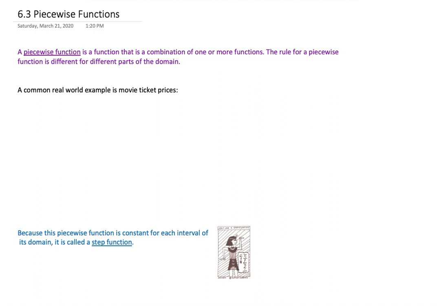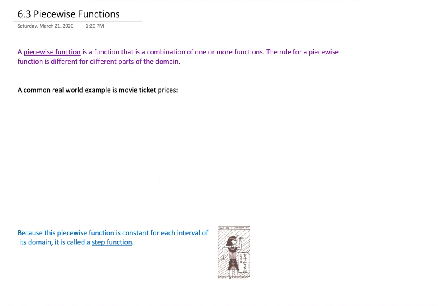So, piecewise functions. A piecewise function is a function that is a combination of one or more functions. The rule for a piecewise function is different for different parts of the domain. You probably are confused by that definition, but I think you'll be like, oh yeah, I've seen this before.